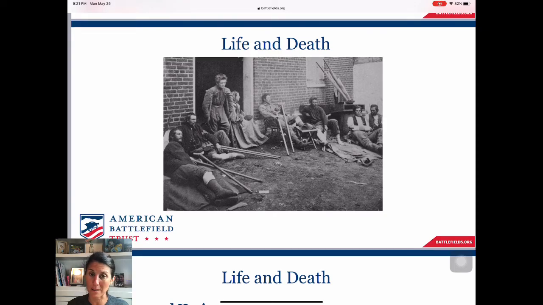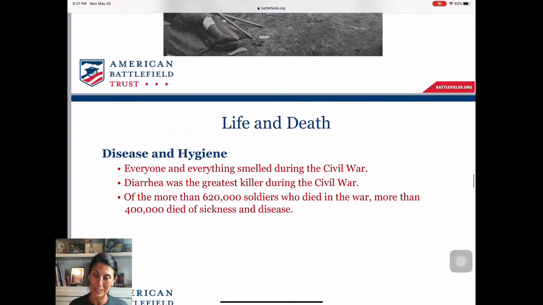Many of the men lost limbs. Not always because of just battle wounds, but battle wounds would become infected and they had nothing to combat the infection and they would have to lose a limb.